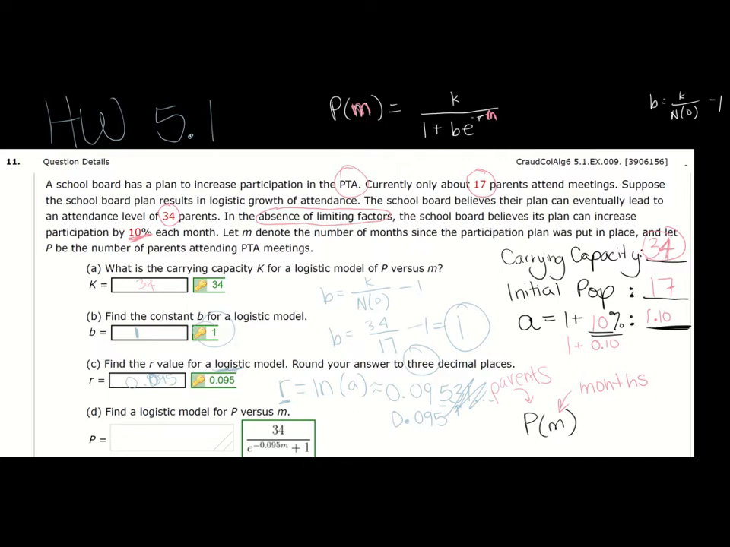All right, let's go up to the top of the screen and we are going to construct P of M. All right, it is a ratio, so I'm going to go ahead and put that division bar there. It's a ratio. What goes up top? The carrying capacity, K. Right, I'm just making substitutions over into the final formula. 34 is our carrying capacity. In the denominator, we have 1 plus B. We already calculated B. B is 1. Right? 1 times e raised to the power of a negative RT. R is 0.095, and M is our variable here.